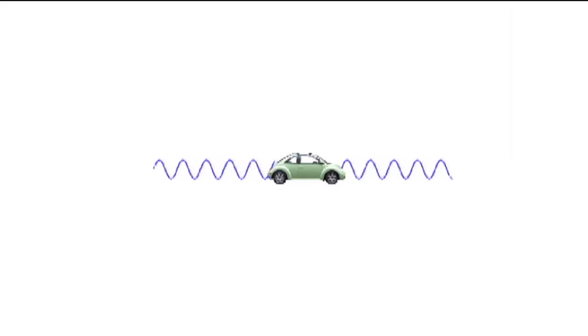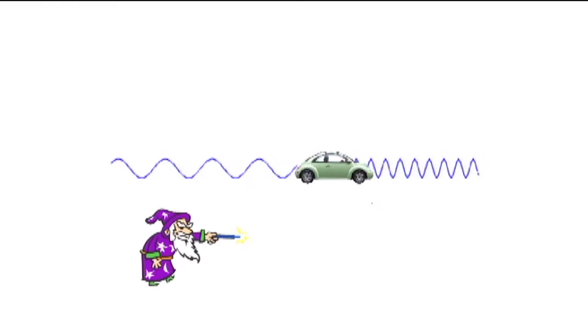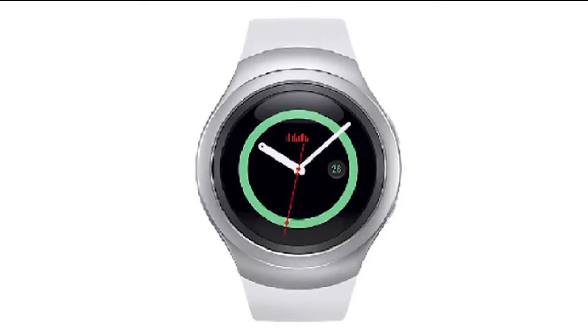When a car is stationary, the sound waves it emits are identical in all directions. When a car is moving towards us, however, the period of the sound wave it emits is compressed. This is the Doppler effect. Now let's code all this into an app for the Samsung Watch using the Tizen software development kit.